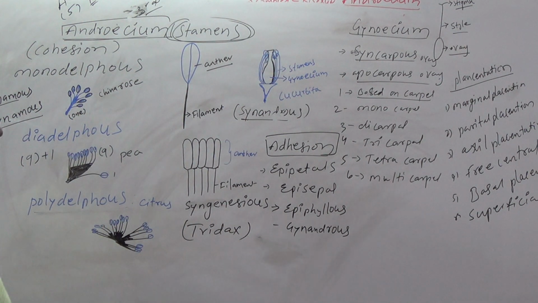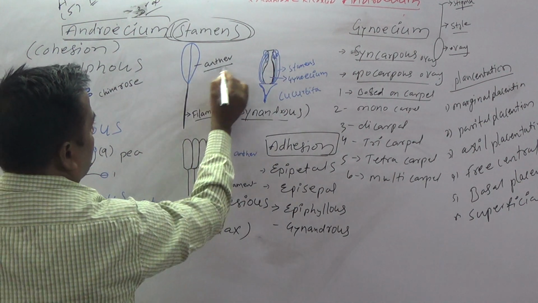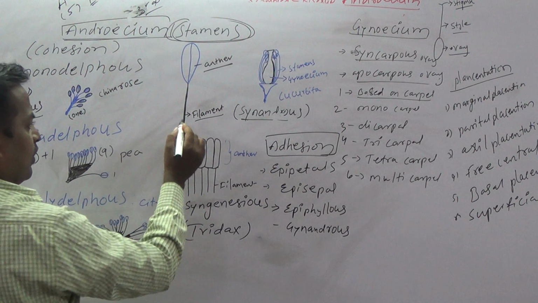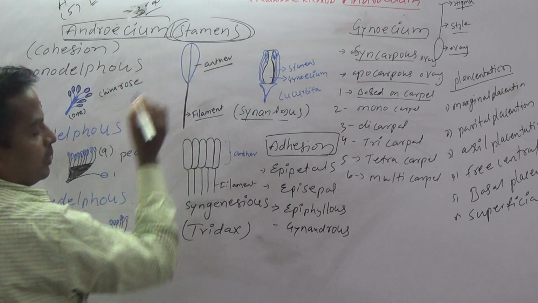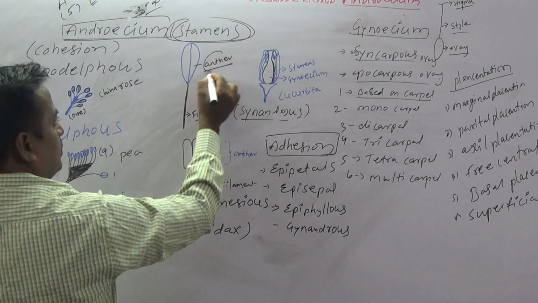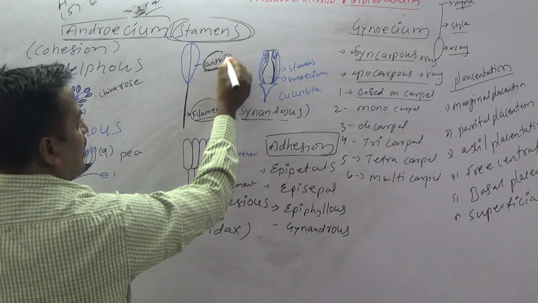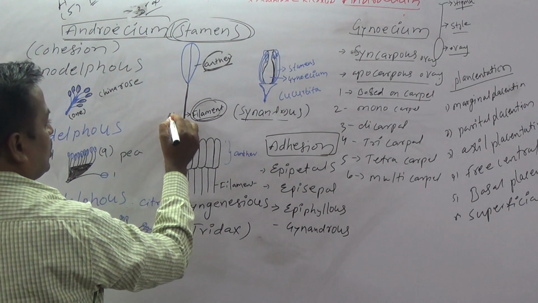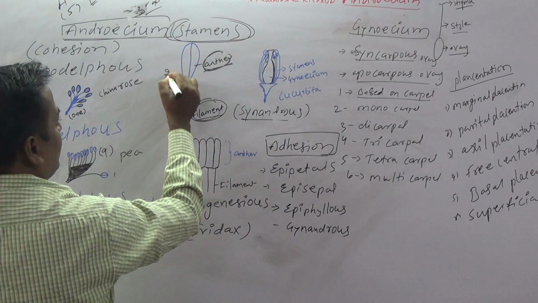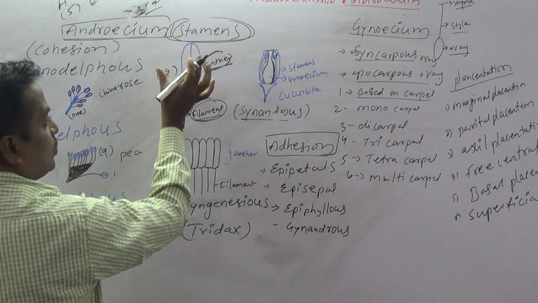So how many parts are present in a stamen? Every stamen has 2 parts. One is the filament, the second one is the anther. The filament is a stalk-like structure and the anther is the swollen part. The anther is the fertile part. The filament is the sterile part. The pollen is released from the anther, not from the filament.